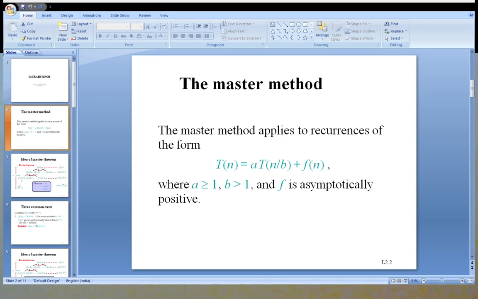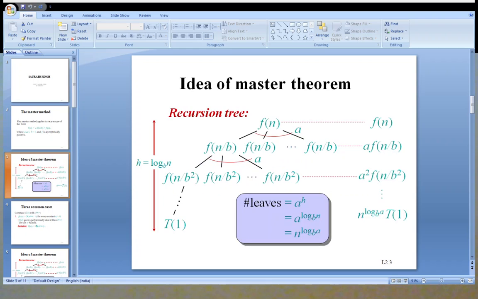And in the master method, as I've told you, we directly derive the solution, but for how this works, we should know how this has been derived. For the master's method, a problem of size n is divided into a number of segments, and each segment is of size n/b. Here, the problem of size n is being divided into a subproblems of size n/b.